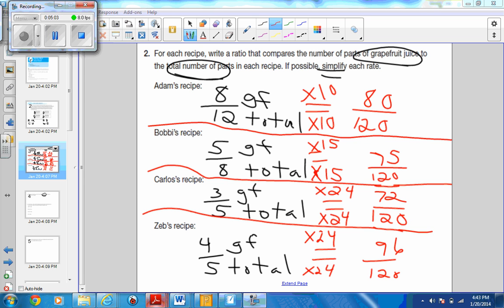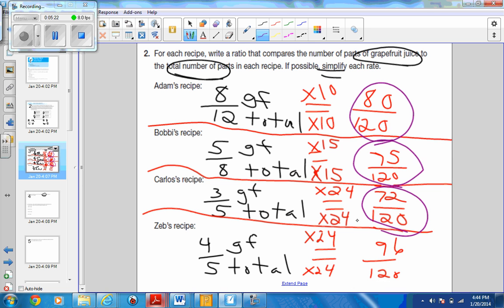Okay, so hopefully once you have scaled up to the proper common denominator, which would be 120, you can now see which recipe would have the most grapefruit in it. So which has the largest grapefruit? Well, if they all have 120, we could just look at their numerator, and who has the largest numerator? Well, it looks like Zeb does.